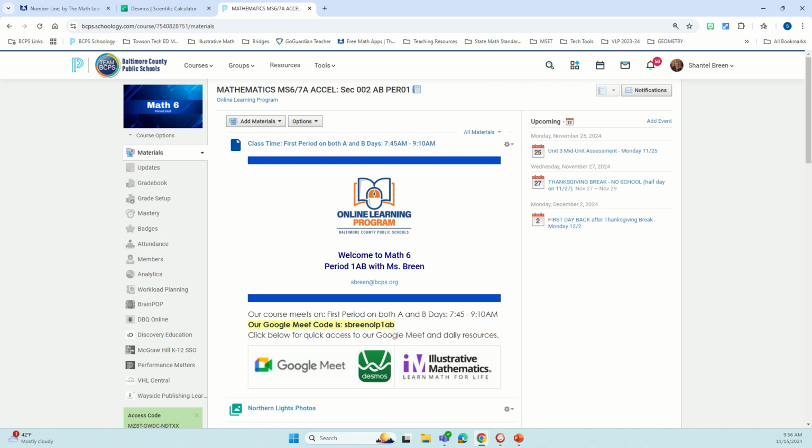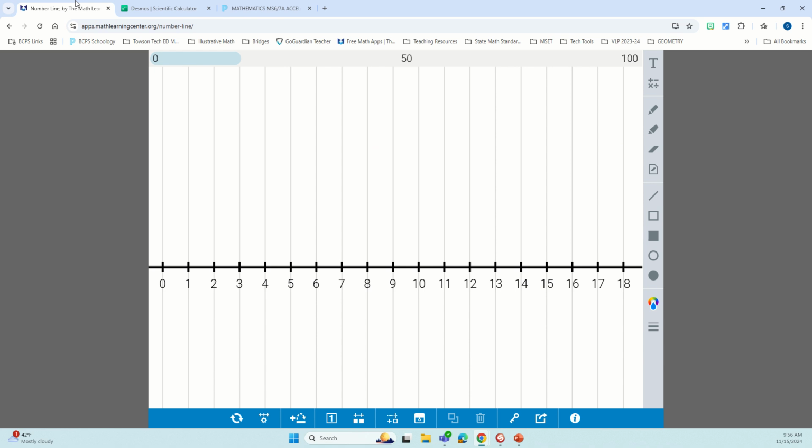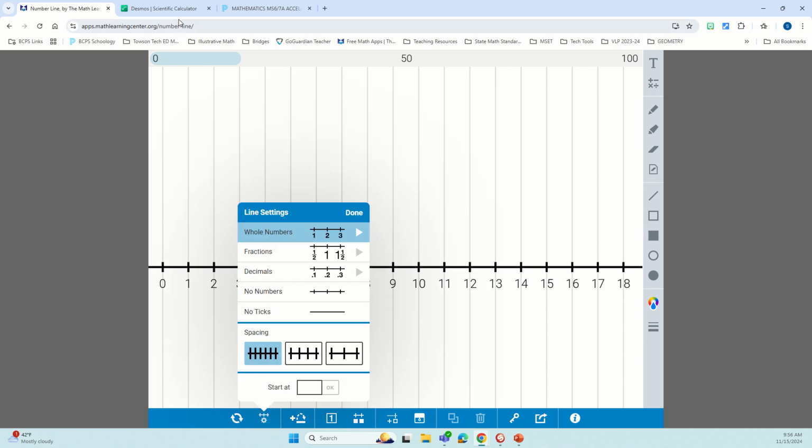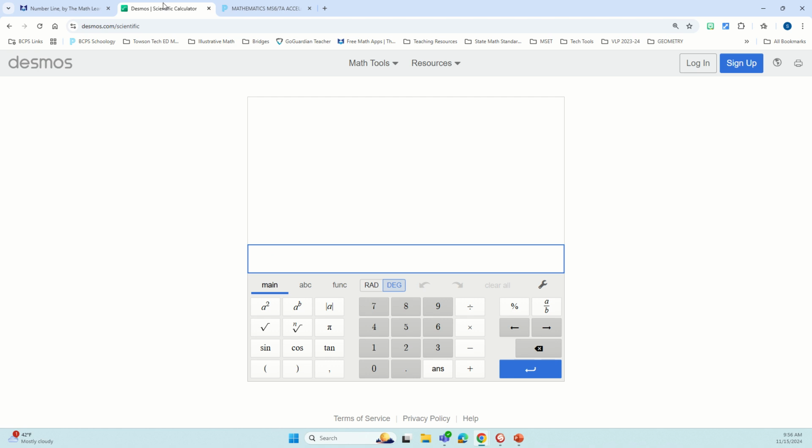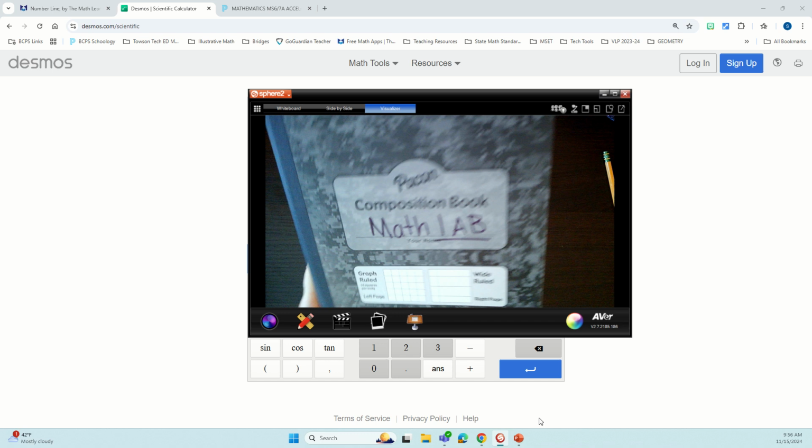Okay, everybody, we are going to take a look at the review for division. We have been working 2 solid weeks on division. At this point, the students have a lot of strategies. We are taking our test Monday, November 25th, and we have used a number line to help us with dividing fractions. We have used a calculator, and we have used our good old-fashioned paper and pencil and notes.